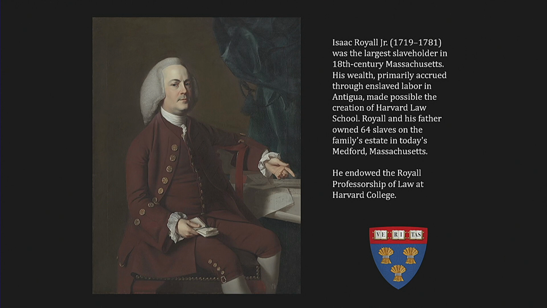Royall and his father owned 64 slaves on the family's estate in today's Medford, Massachusetts, and that's by the time of the Revolution. He endowed the Royall Professorship of Law at Harvard College. And in his portrait by John Singleton Copley, he was said to have been one of the 5 wealthiest men in all of the colonies in North America.